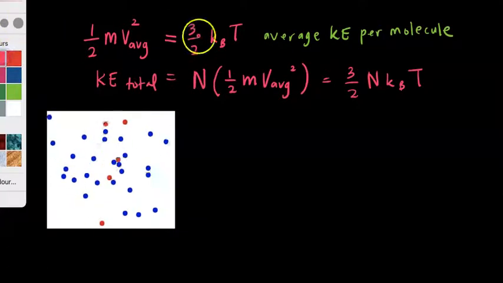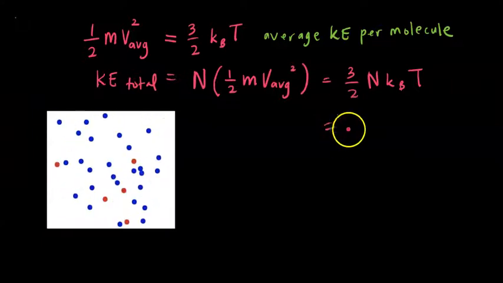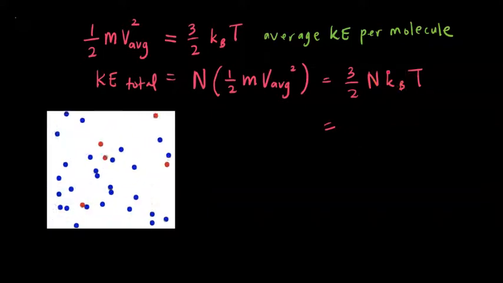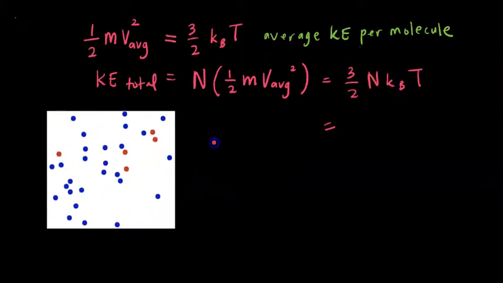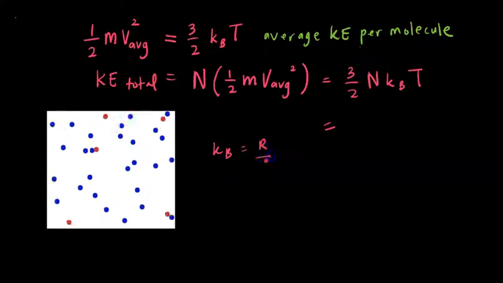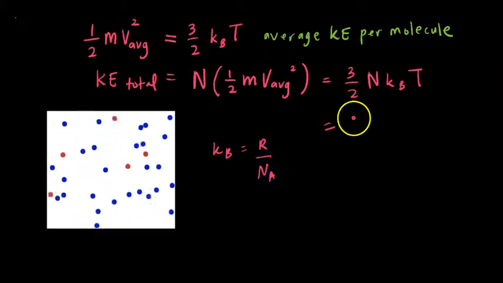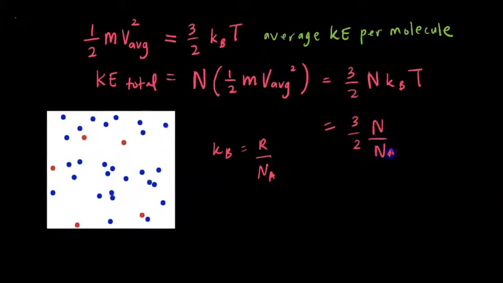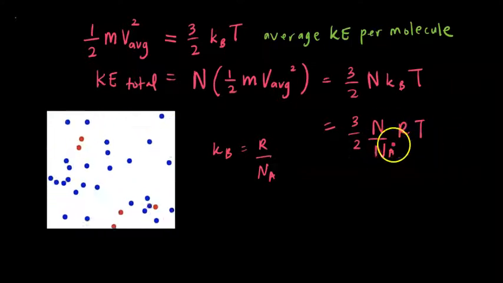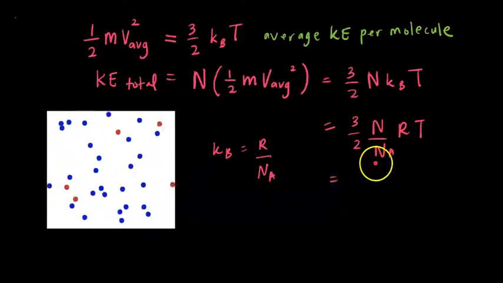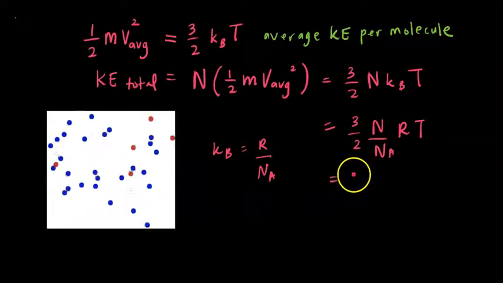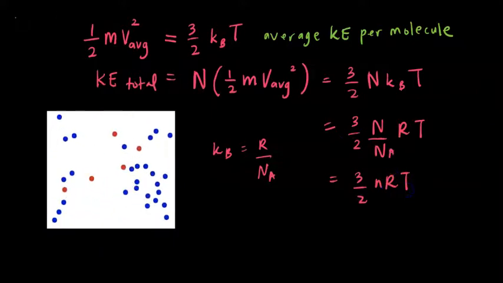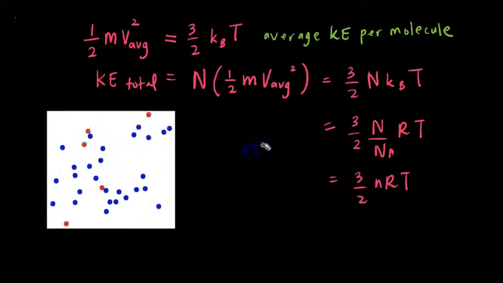I don't want to make your life harder, but in this case it's necessary. So this can also be converted to the RT equation, right? Because k_B is equal to R over N_A. So I can rewrite this to be 3/2 N over N_A RT. Does this look familiar? It should be, because I just talked about it a few minutes ago. So this is 3/2 nRT, which gives us the total kinetic energy.